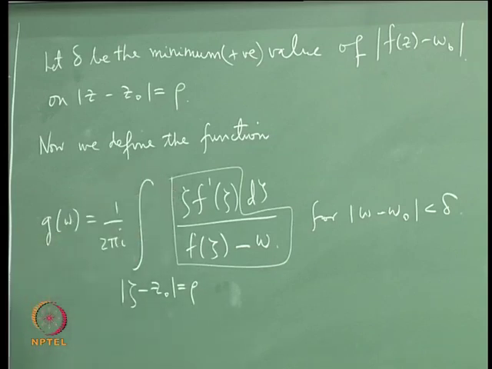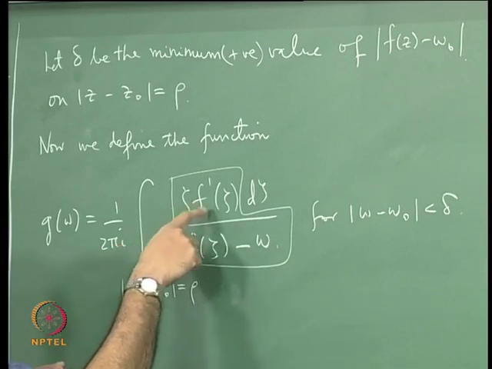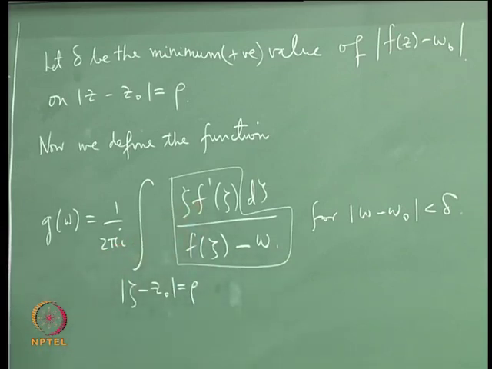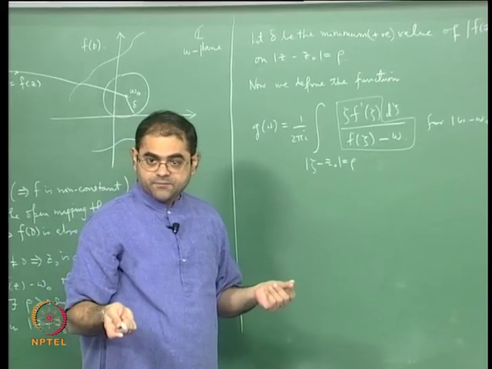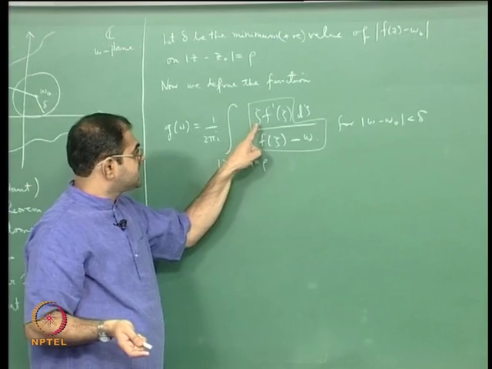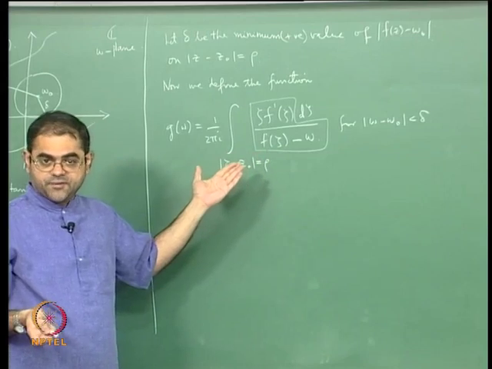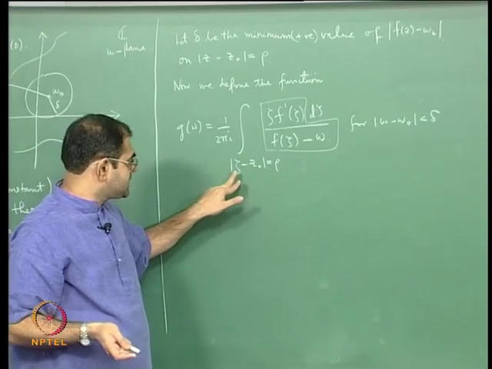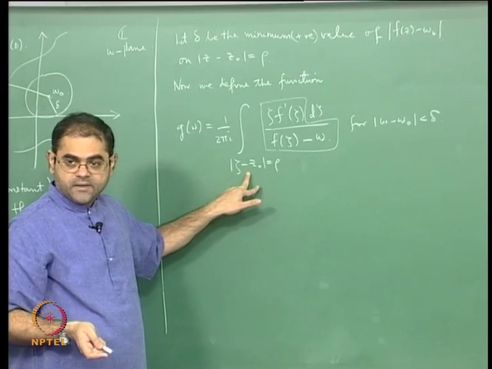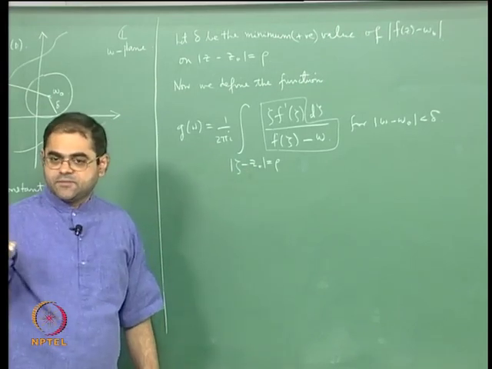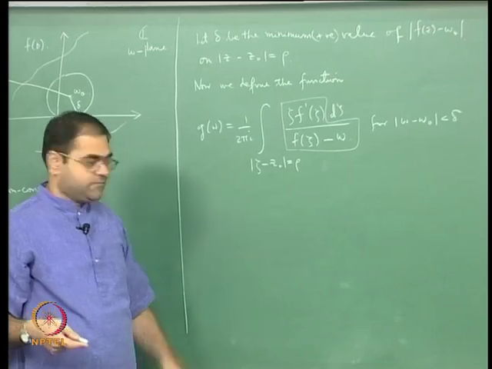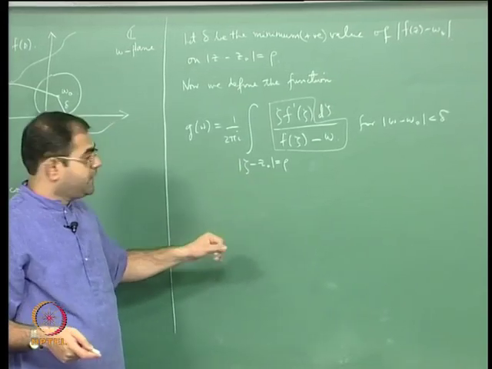Now if you look at the integrand, you can see the integrand is continuous on this boundary circle, because f is analytic, therefore f dash is also analytic, so f dash is continuous, and this is just z f dash z by f of z minus w. This is what that integrand is as a function of z, where z varies on this boundary circle, okay. I am only changing the variable of integration from z to zeta for an obvious reason, which will soon become apparent, okay.